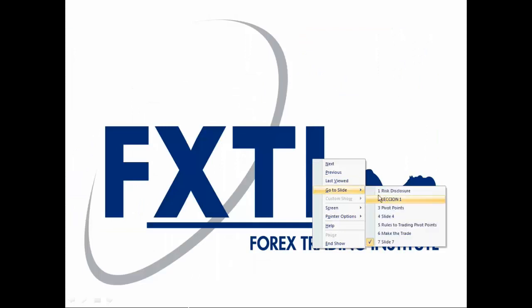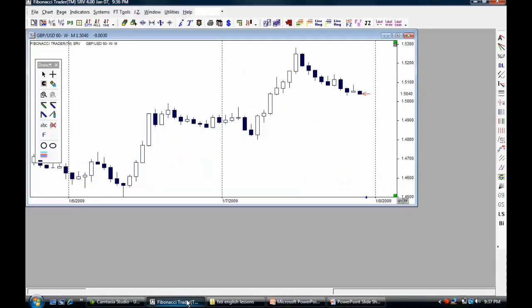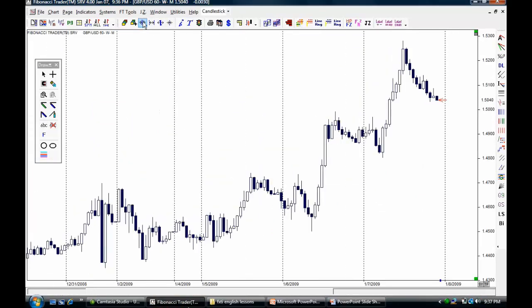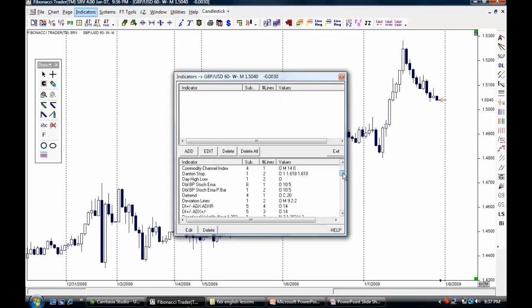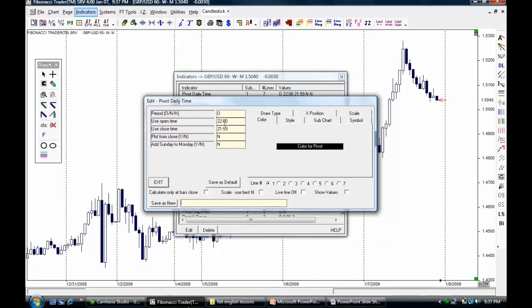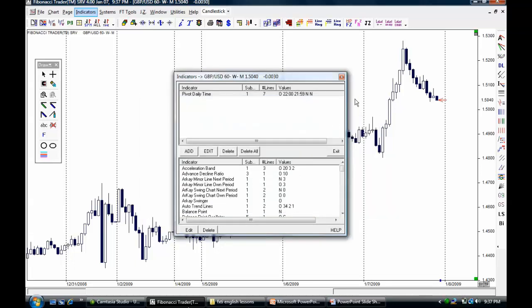Now let's go back to that charting package. And now we have to add, let's just scroll back a little, and now let's add the pivot points to our package here. So let's go to the indicators, and you want to use, I like using the pivot daily time, and you're going to have to edit it the first time. I like using the time frame from 22:00 to 21:59, from the open time to the close time. So you just want to save it as default, and then you're only going to have to save it the first time.